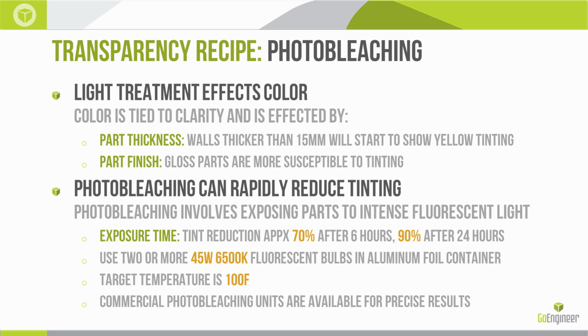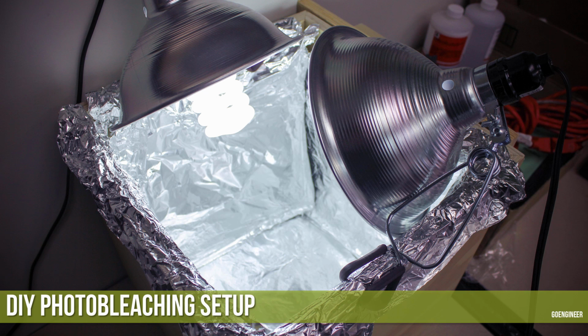But if you're doing this and you want a more precise setup, something that's a little bit more consistent, there are commercial machines available specifically for this photo bleaching setup. Those are going to run you probably $1,300, where we built our box for, it couldn't have been more than $25. And it looks like this. All it is, it's a plywood box, some aluminum foil, a couple cheapo desk lamps, and then those two 45 watt, 6500K color temperature fluorescent bulbs.